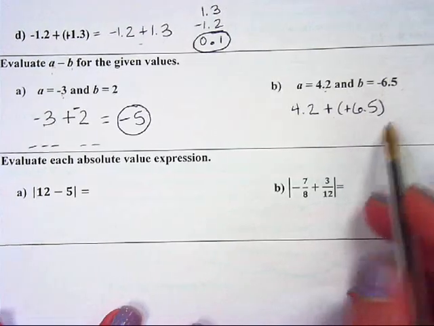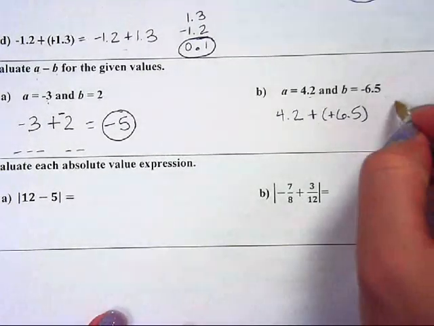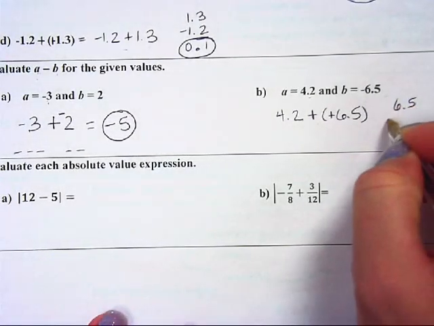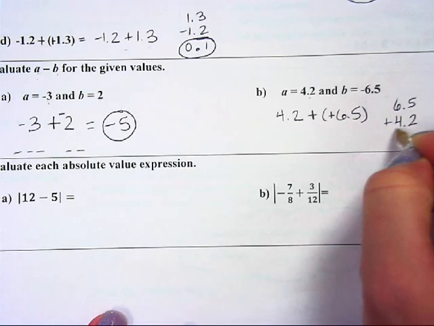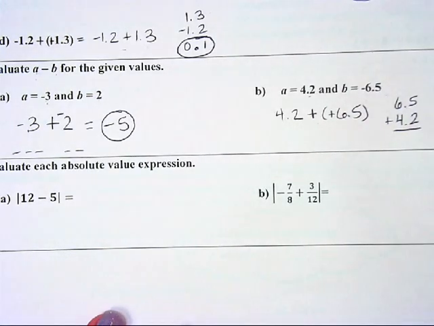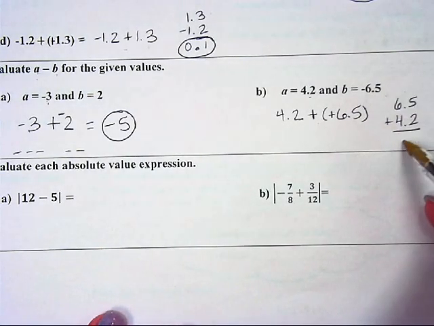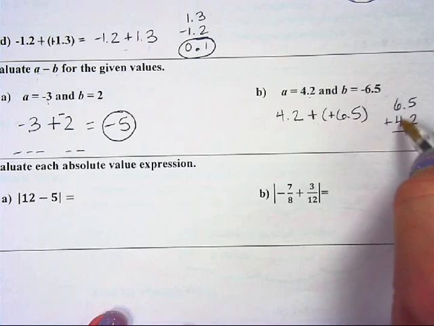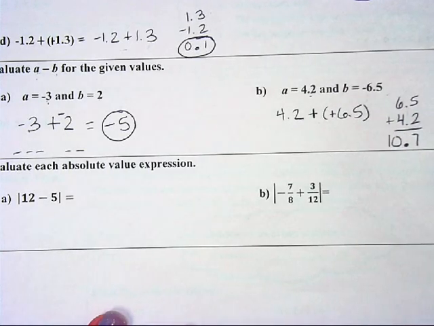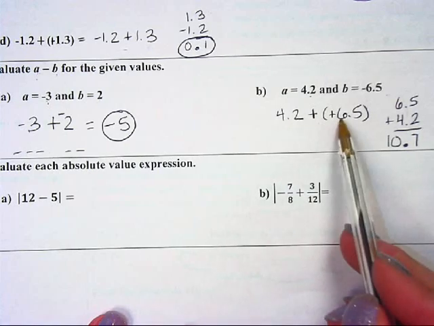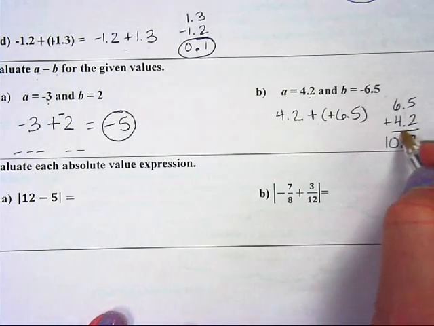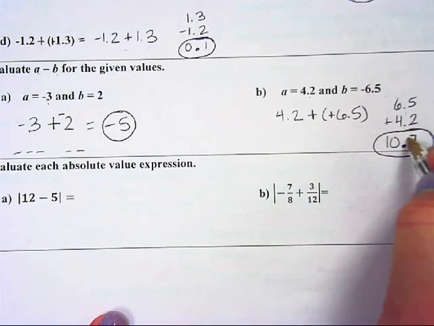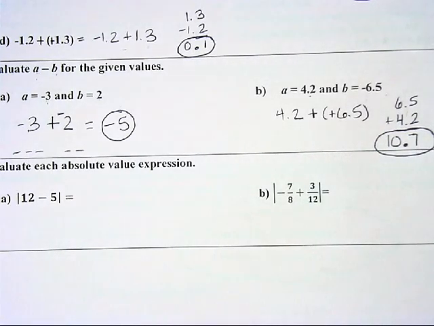Decimals I need to stack on top. I'm always in the habit of putting the bigger decimal on top just in case I need to subtract them. In this case, we're going to go ahead and add. So once my decimals are lined up, I don't need to add any zeros. I can just go ahead and add straight down this time. 5 plus 2 is 7. 6 plus 4 is 10. And my decimal comes straight down. I had $4.20 plus $6.50 would give me a positive answer of $10.70.